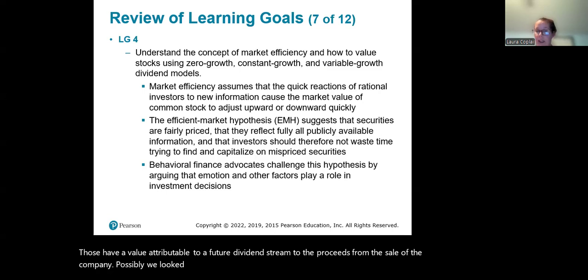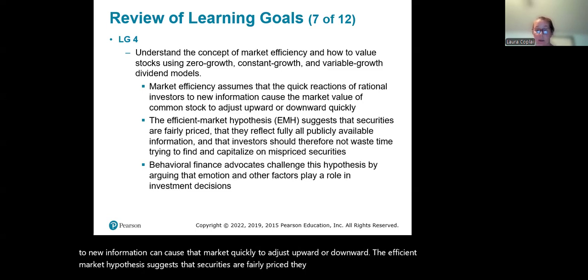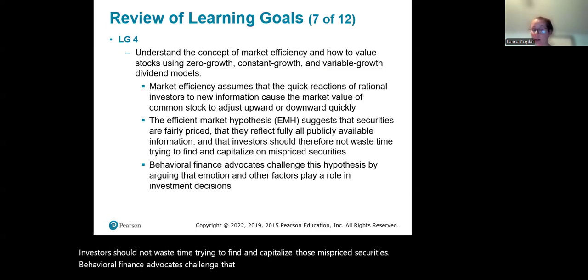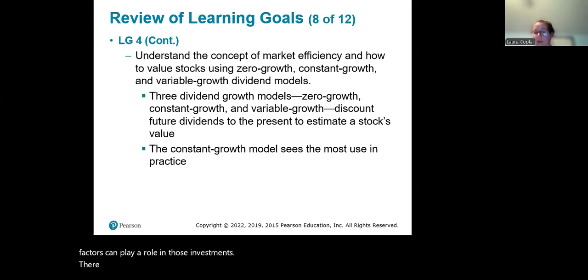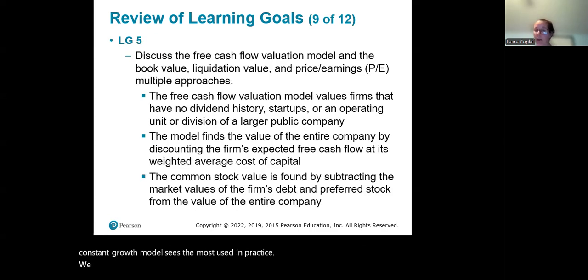We looked at market efficiency and how quick reactions of rational investors to new information can cause the market to quickly adjust upward or downward. The efficient market hypothesis suggests that securities are fairly priced. They reflect all publicly available knowledge, and investors should not waste time trying to find and capitalize on mispriced securities. Behavioral finance advocates challenge that hypothesis by saying that emotion and other factors can play a role in those investments. There are three dividend growth models: the zero growth, the constant growth, and the variable growth. They discount future dividends to the present to estimate the stock value, and the constant growth model sees the most use in practice.